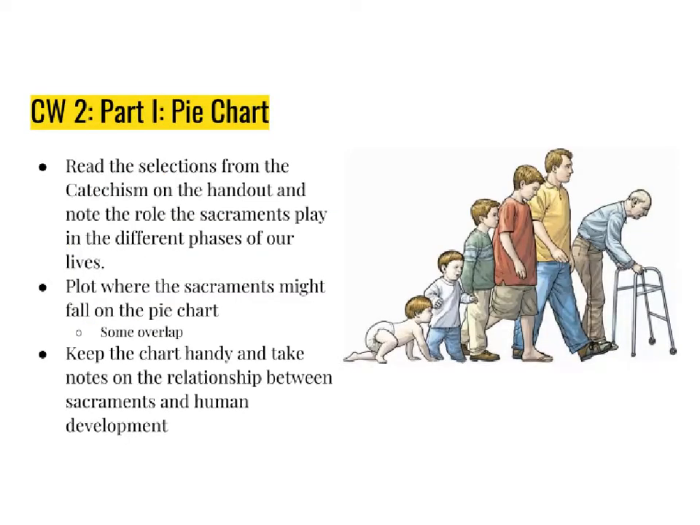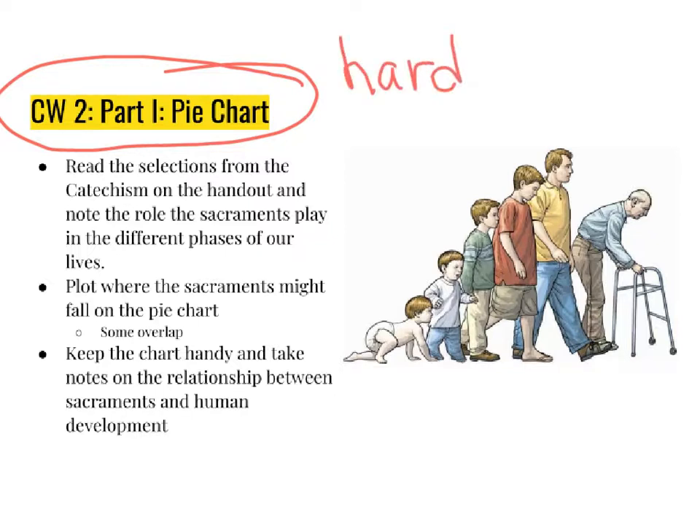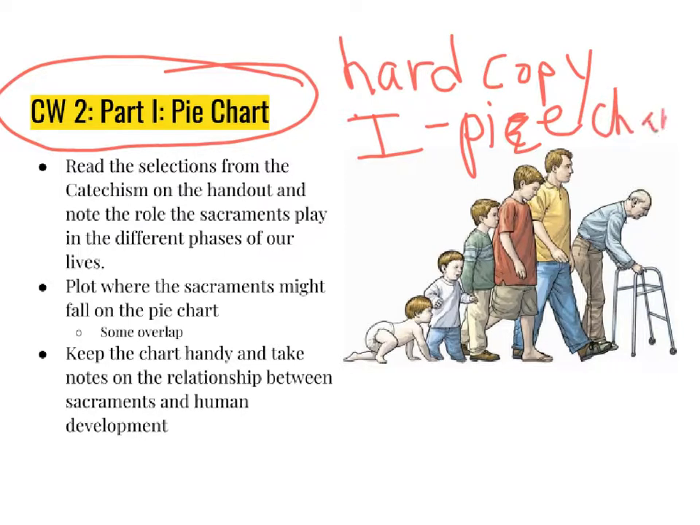Okay, so before we start talking about the psychological development of the human person, you're going to go to classwork 2 on PowerSchool, and there's a description of the assignment there. You will receive in class a hard copy of the handouts for this assignment, and it's going to happen in 2 parts. The first part is a pie chart with quotes from the Catechism. If you're absent, please see me to get a copy of that.